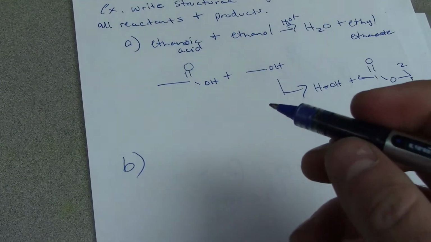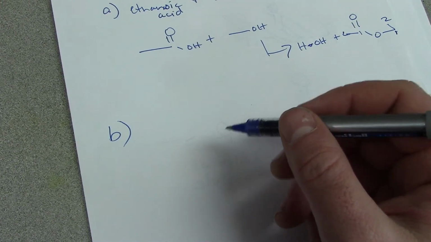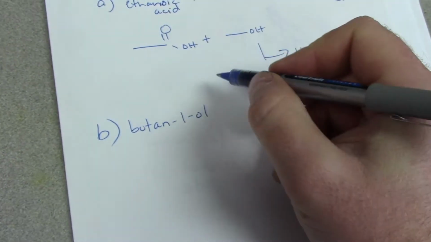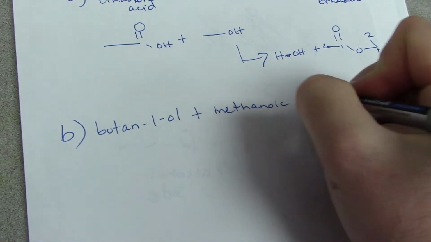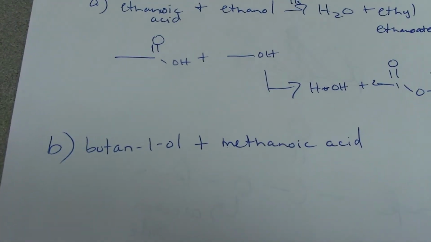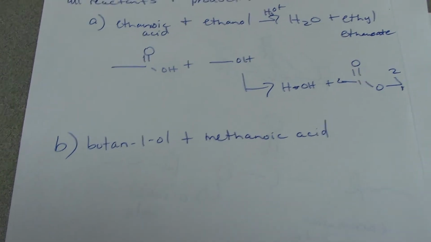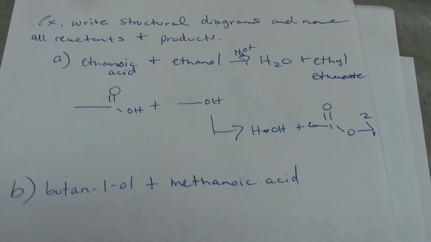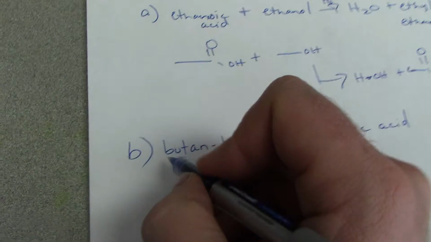Let's say we have butan-1-ol plus methanoic acid. Other thing with esterification reactions is you do need to have your hydroxides and the alcohol on the ends. You can't pull it from the middle, or else it will mess up the ester bond. So it always has to be a hydroxyl group on the end of the molecule.